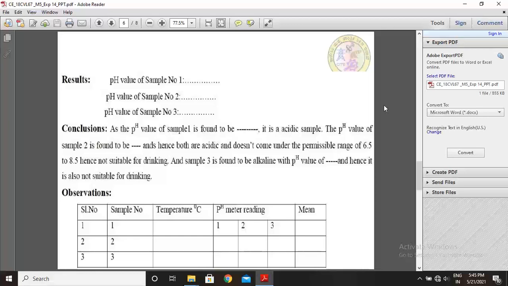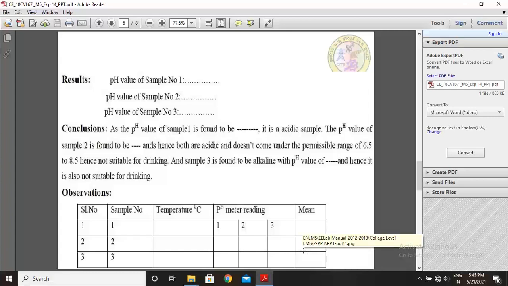Now the observations. See this observation table: serial number, sample number, temperature in degree centigrade, pH meter readings, then mean. Now you do the 3 samples, sample number 1, sample number 2, sample number 3. Note down the temperatures, by the temperature reading in the pH apparatus also. Then enter the pH value in the first reading, next second reading, next third reading, then calculate the mean. Based on the mean pH value, you now write the conclusions.